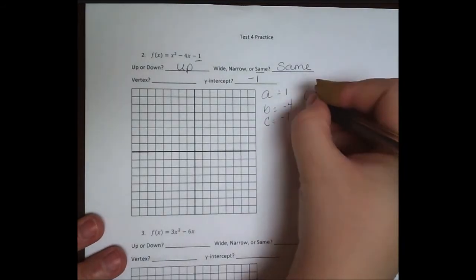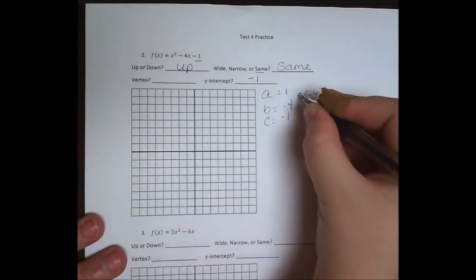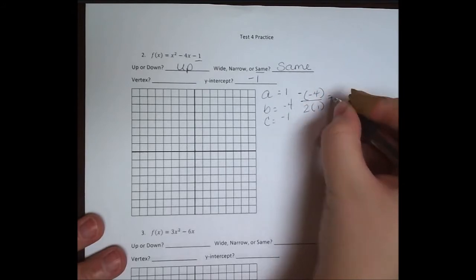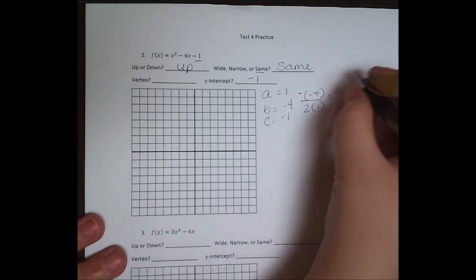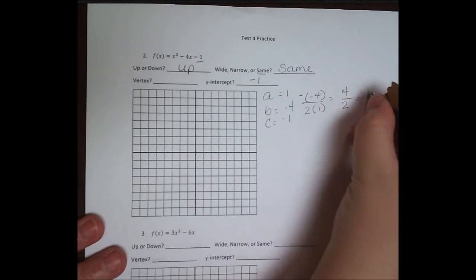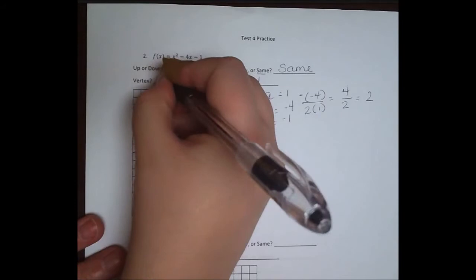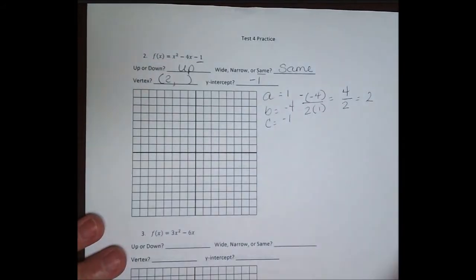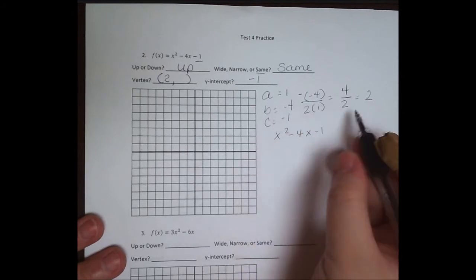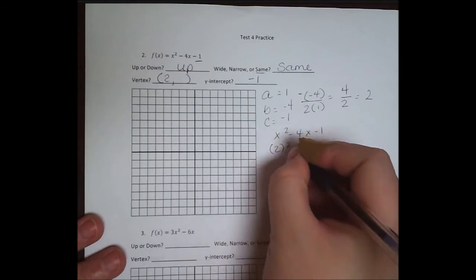So we have negative B over 2A. So the opposite of -4 is 4 over 2, and then 4 divided by 2 is 2. So our x value for our vertex is 2. And to find our y value, remember all we do is plug that 2 in place of our x's. So I do that here.